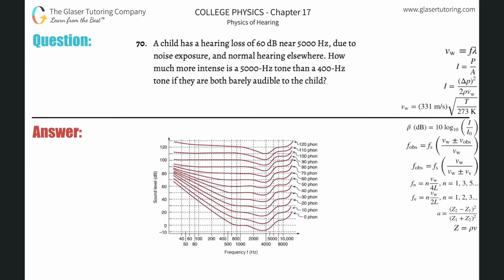Number 70. A child has a hearing loss of 60 decibels near 5,000 hertz due to noise exposure and normal hearing elsewhere. How much more intense is a 5,000 hertz tone than a 400 hertz tone if they are both barely audible to the child? All right, so basically the barely audible thing on this graph is going to be the zero phone value.